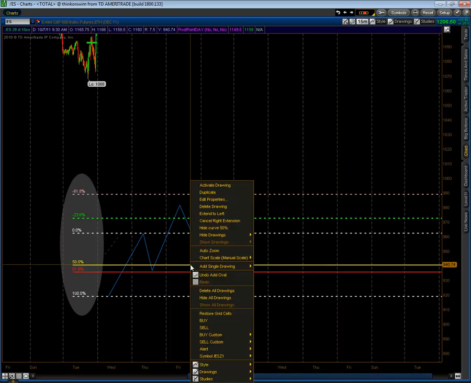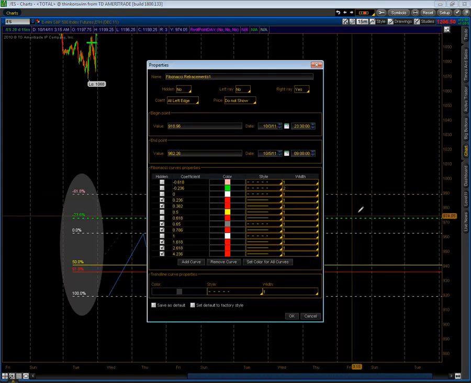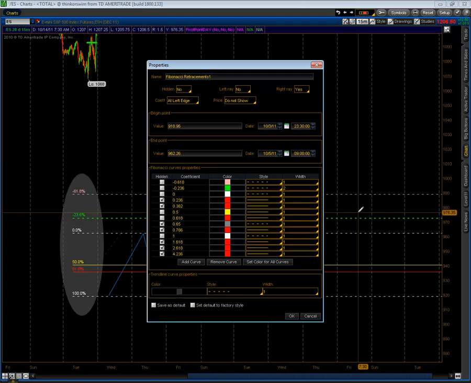If you use Thinkorswim and you want to set up your fibs the same way I have them set up here, here's the way I have them set up. So you can pause this and copy those down if you want.